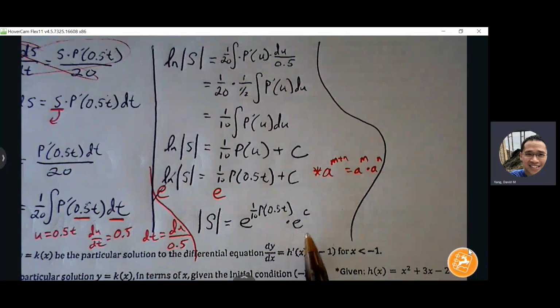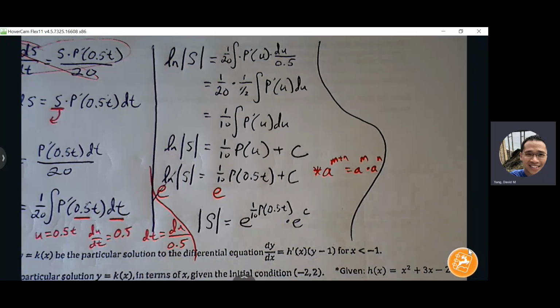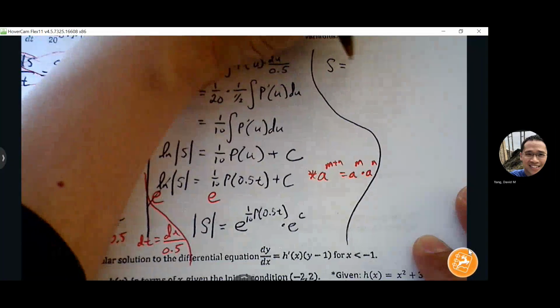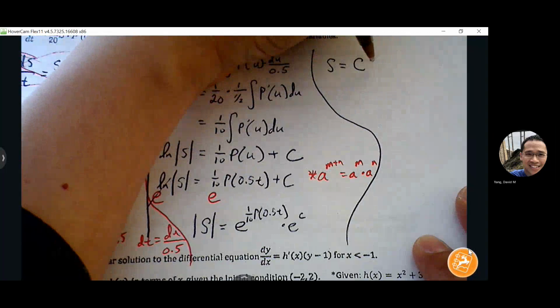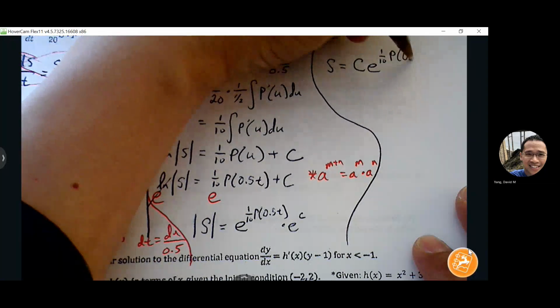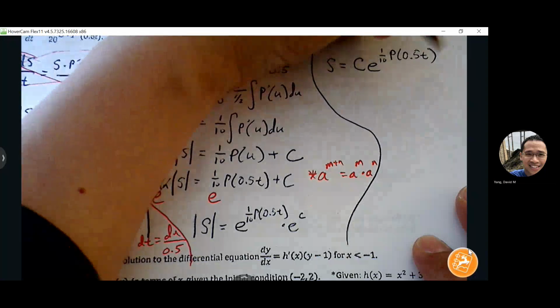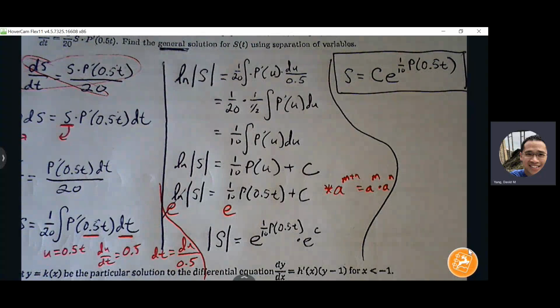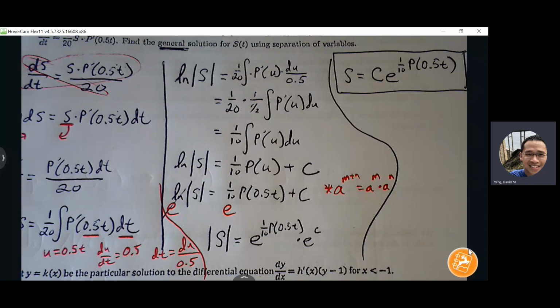We know e to the c is just one big constant. Pull that constant out, drop the absolute value, because the absolute value will produce plus or minus, and the c will just take that in. That's as far as we can go. We don't have enough information to get C by itself or to solve for C. Also, the problem asks us to just do the general solution.